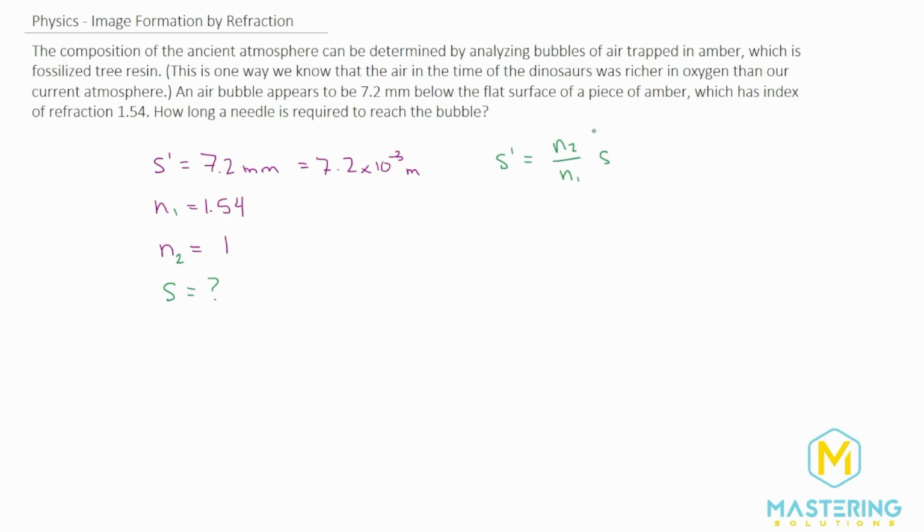And so now we need to rearrange this to solve for S. And so we'll divide both sides by N2 over N1. And so S is equal to S prime over N2 divided by N1. We're dividing by a fraction, so we can simplify it a step further by multiplying by the inverse. So S is equal to S prime times N1 over N2.